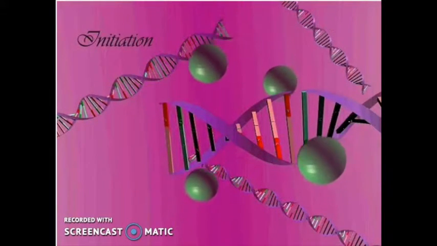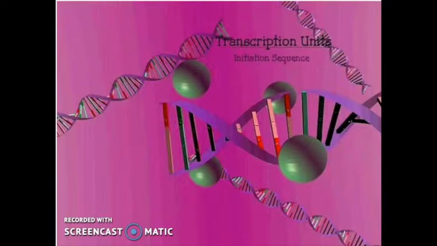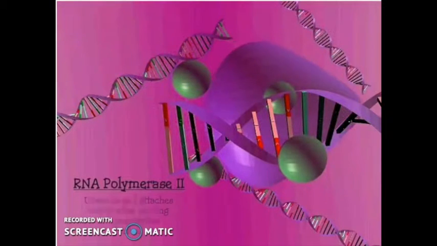The first step in protein synthesis is transcription. This begins at an initiation sequence, which is the TATA box. Transcription units bind, which allows RNA polymerase to attach and unwind the DNA strands.